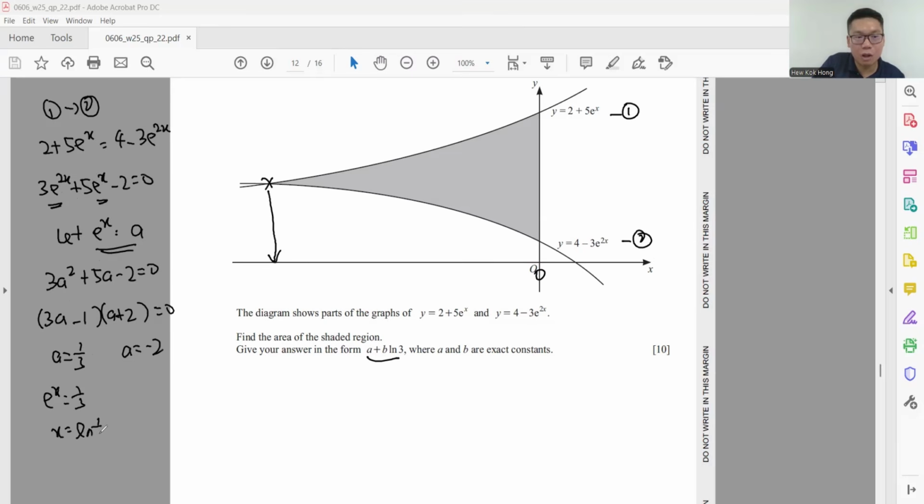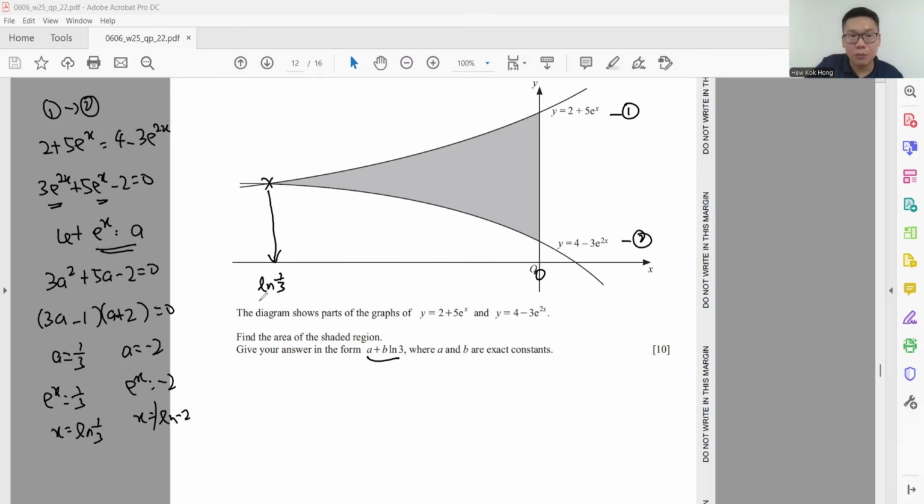So we know x is ln 1 over 3. The other one is not acceptable because ln cannot have a negative value. If you key in the calculator, you will find that this part is a math error. So there is only one answer, x equals ln 1 over 3.